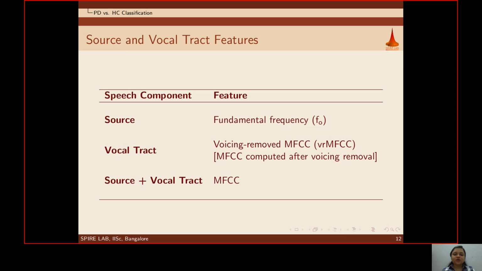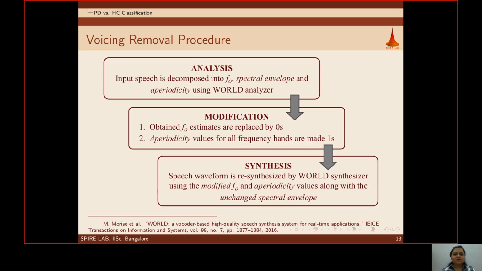And finally, in order to capture cues from both source and vocal tract components of speech simultaneously, we use MFCC. Voicing removal process modifies the speech waveform such that any voicing information present in the signal is eliminated. It is a three-step process.